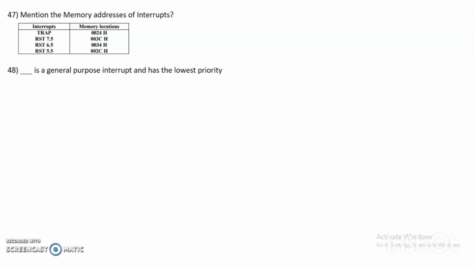Bit number 48, dash is a general purpose interrupt that has lowest priority. The lowest priority is for interrupt request, which is pin number 10.